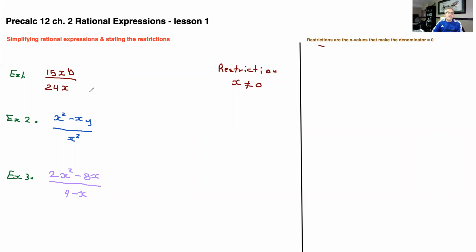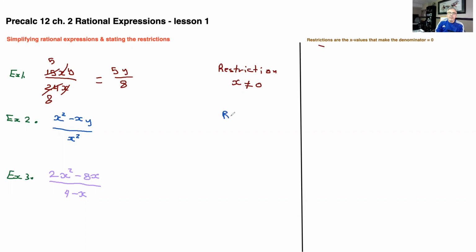And then just reduce fractions back to the x goes with the x. 3 goes into 15 5 times. 3 goes into 24 8 times. So we end up with 5y over 8. First question is done. We're going to move on to the second question.